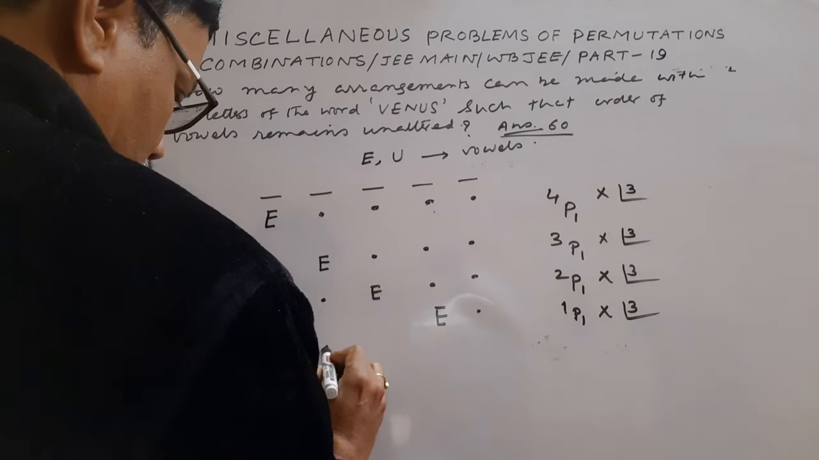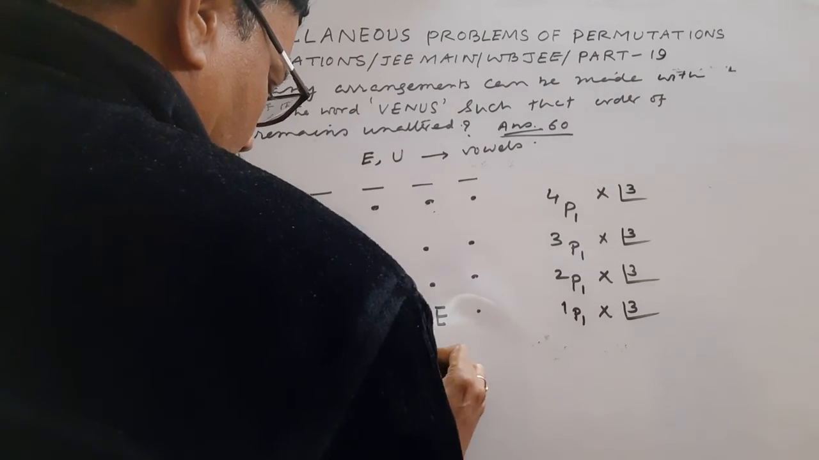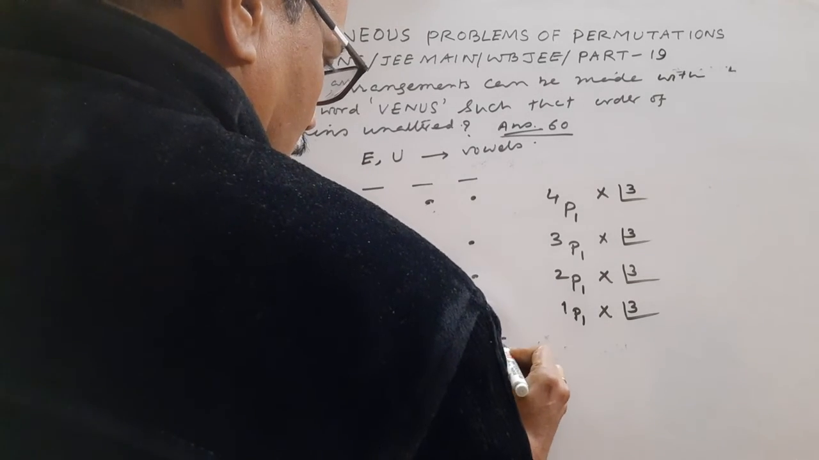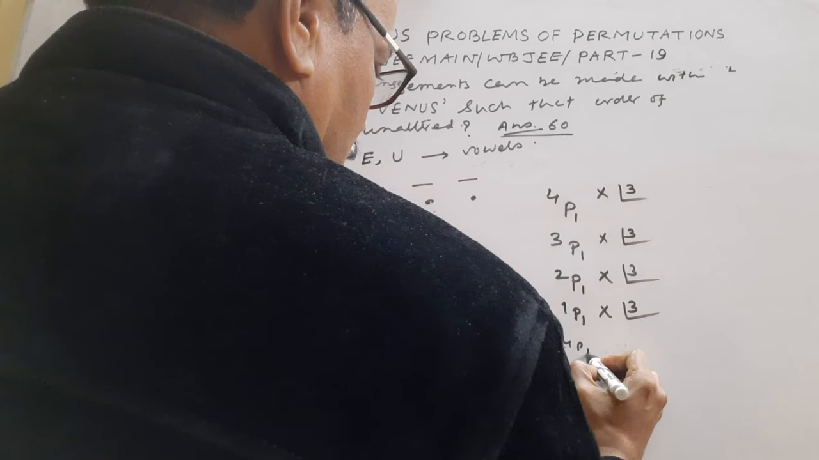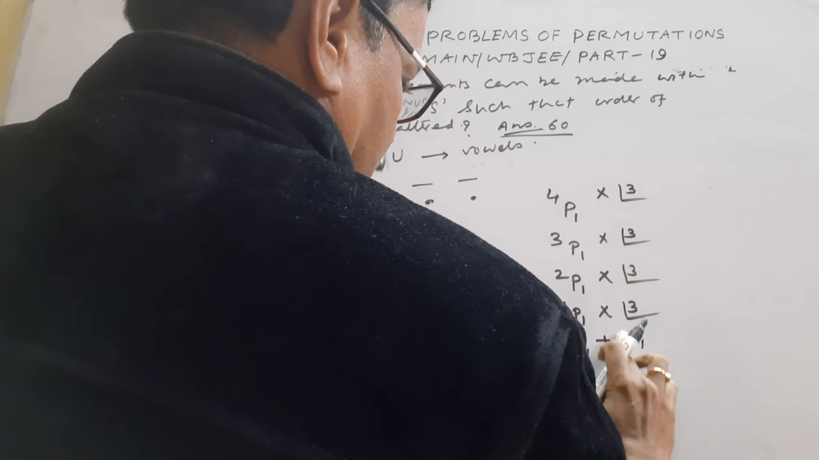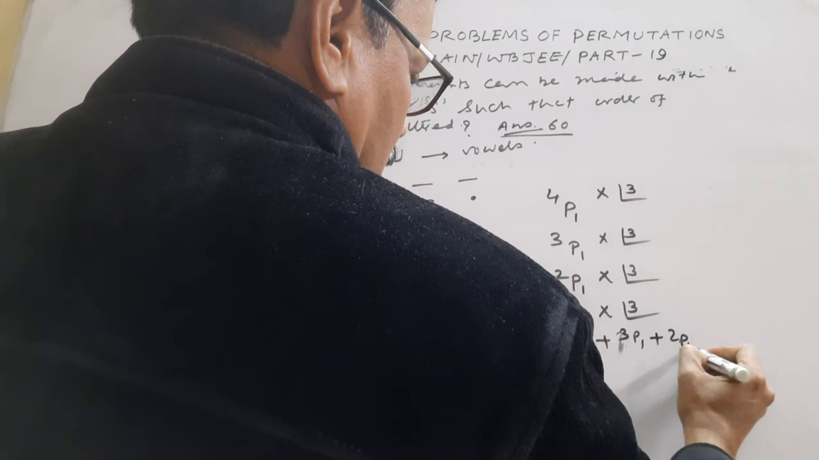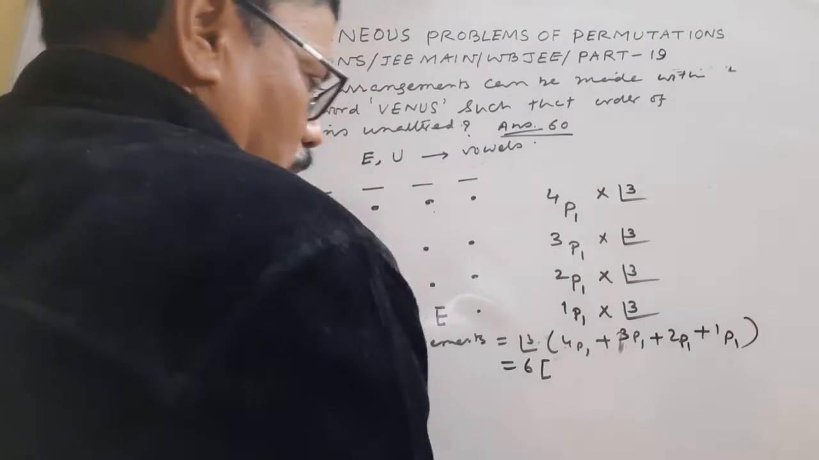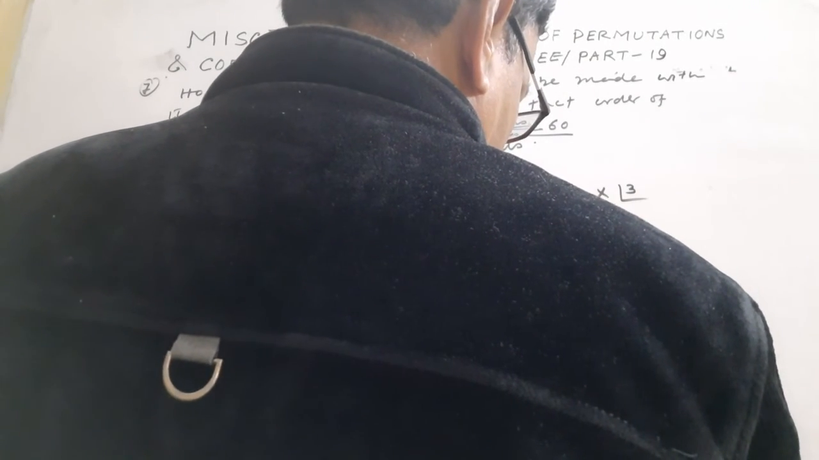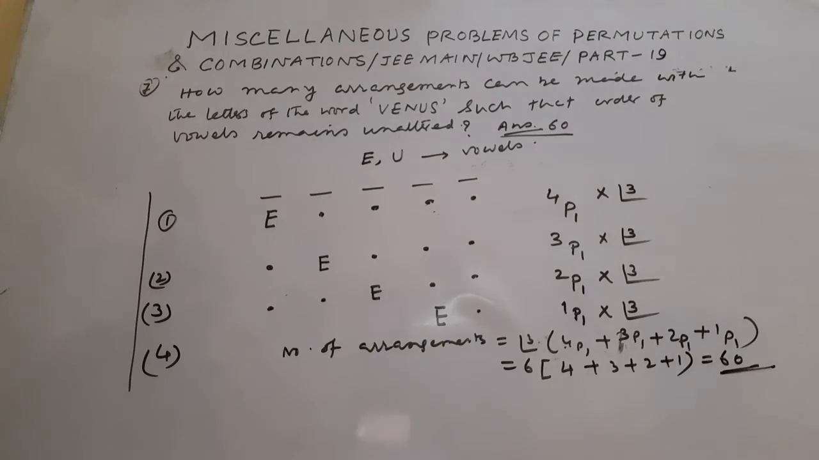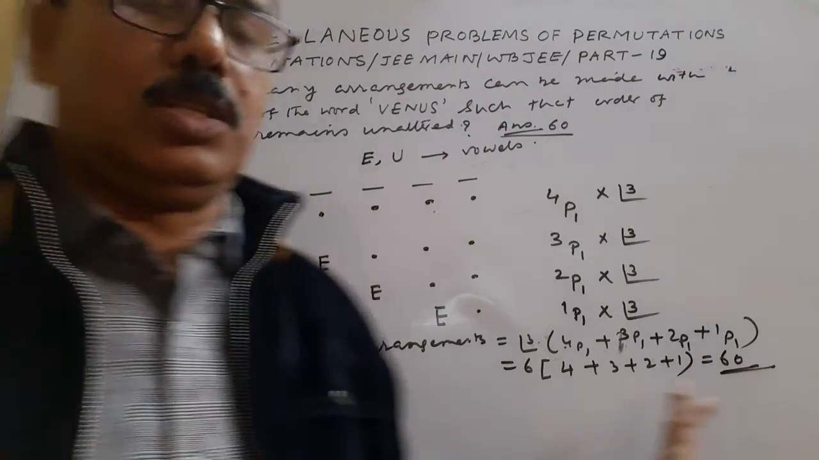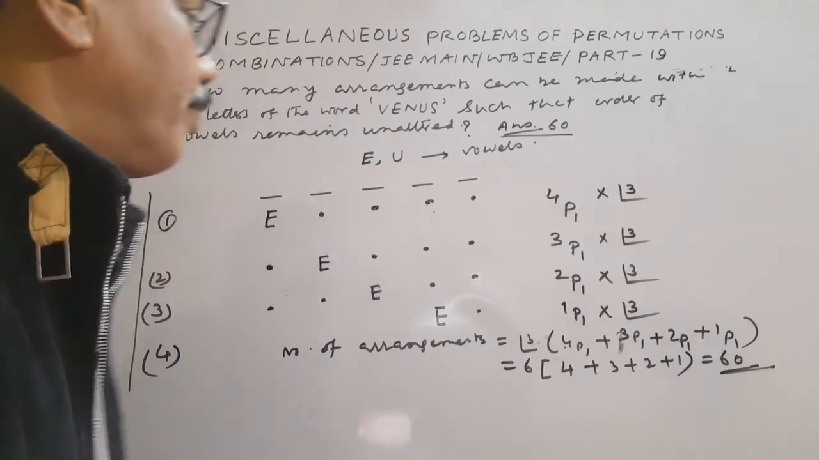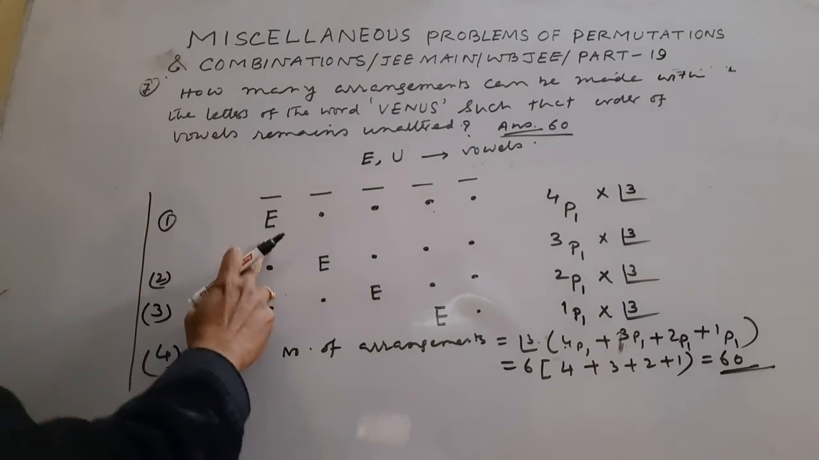So the number of arrangements equals factorial 3 into 4P1 plus 3P1 plus 2P1 plus 1P1. So this is 6. 4P1 is 4, 3P1 is 3, 2P1 is 2, this is 1. So 60. 60 is the answer. So the possible number is 60. So E first, then U.